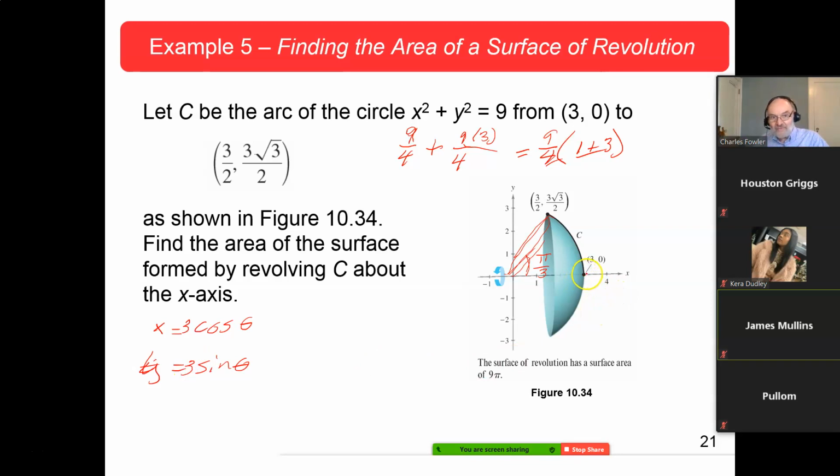When theta is equal to 0, cosine is 1, 3 times 1 is 3, and sine is 0. And when you're up here at theta equal pi thirds, cosine of pi thirds is 1/2, 3 times 1/2 is 3/2, and sine of pi thirds is root 3 over 2, times 3 is 3 root 3 over 2. Yeah, that should do it.